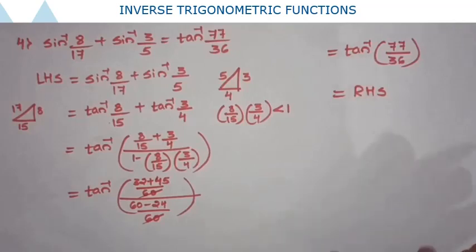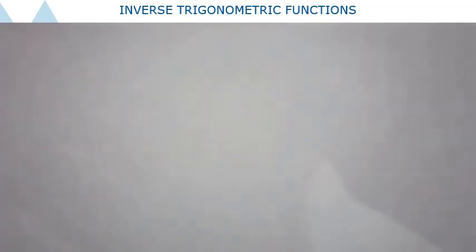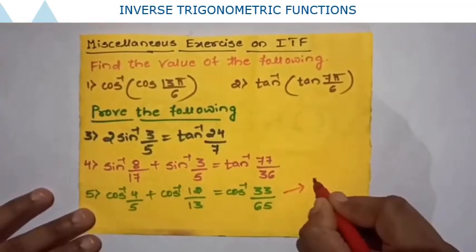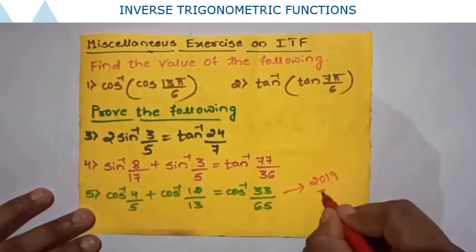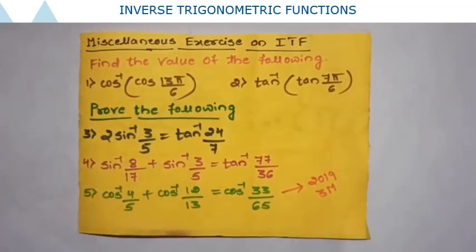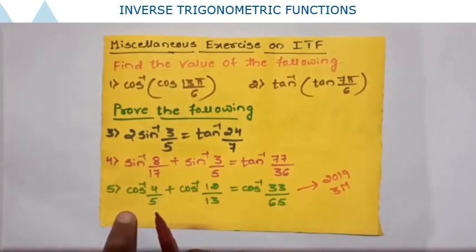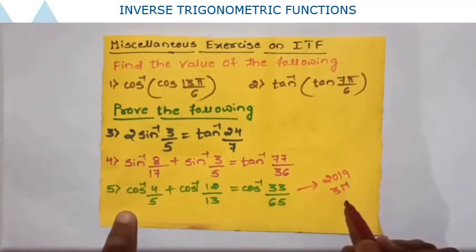So now we'll go to the next one. The fifth example I am going to consider. The fifth one, and make sure that this one was asked in 2019. This one was asked for 3 marks. What is the fifth question here? The fifth question is cos inverse 4 by 5 plus cos inverse 12 by 13 equals cos inverse 33 by 65. This was asked in 2019 for 3 marks.